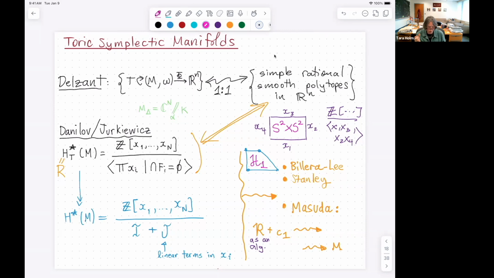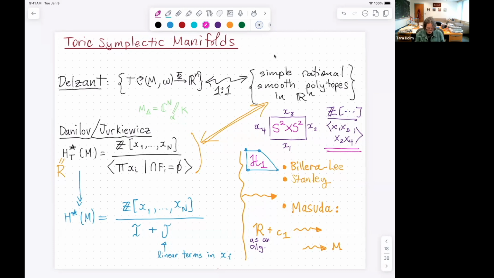Those 2 manifolds are both S2 bundles over S2. One is a trivial S2 bundle over S2. The other is the non-trivial bundle. So these are the 2 different possible S2 bundles over S2 as smooth manifolds. And it is known that they are not diffeomorphic, but they have precisely the same face ring.